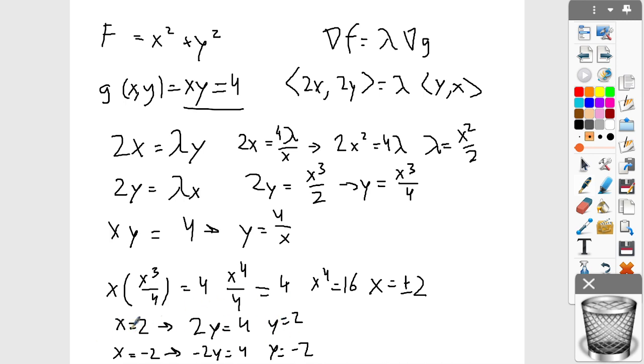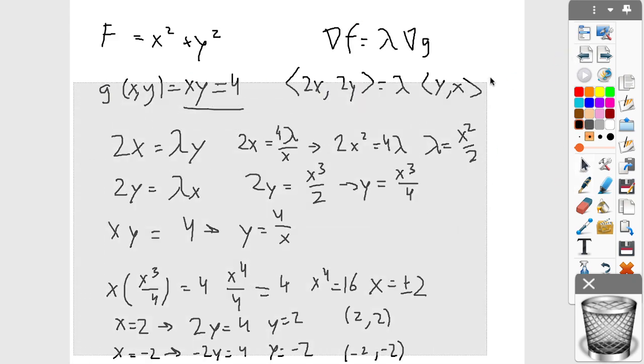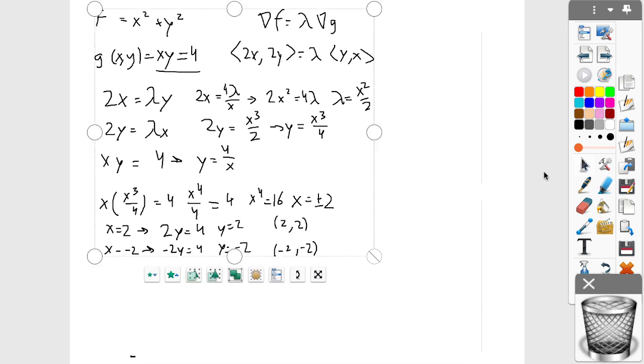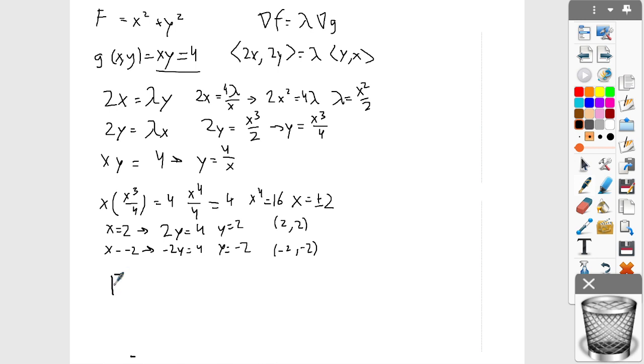And I was able to find that (2, 2) and (-2, 2) are your critical points. So what comes next? First of all, we have to plug it into f, and then we have to take the square root of it because f is the square of the distance. So f at (2, 2) and (-2, 2) will give you 8. And so the distance is 2 square root 2, and that's your answer.